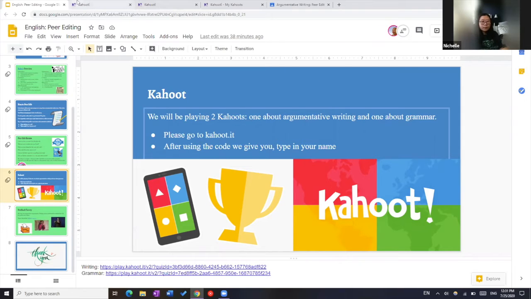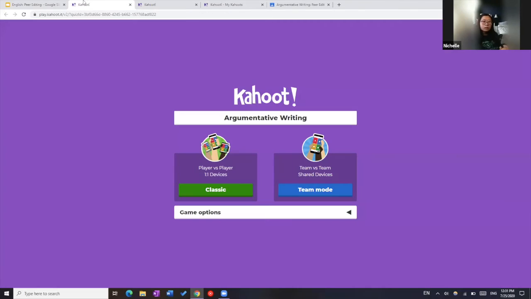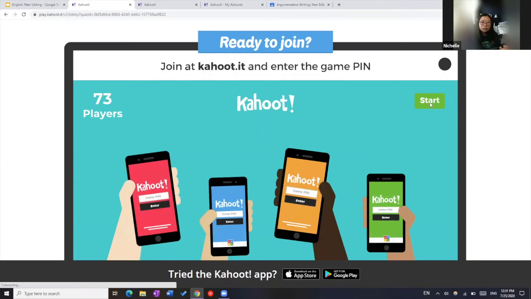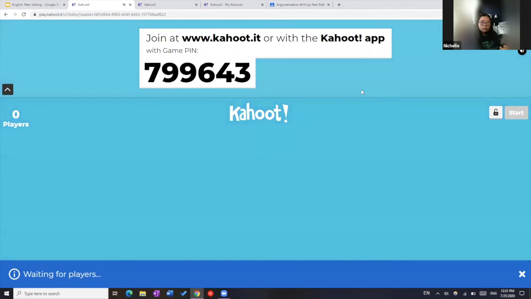And I'm guessing most people know how to play Kahoot. If not, I'll review it shortly. On my screen, there will be a question, and then on your screen, there will be 4 color choices. Pick the one that's correct, and try to do either split screens or use 2 separate devices so you can see the questions and the answer choices. Okay, so the first one is argumentative writing. And here's the game pin. Can everyone see the screen? Yeah. Okay, great.